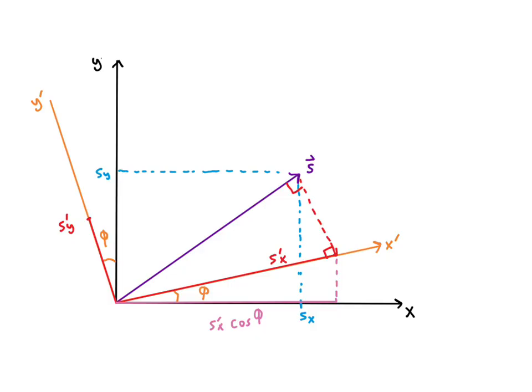So if we want to project s prime x onto the x plane, we can see that it creates the hypotenuse of a right triangle that has an angle phi. And s prime x times cosine phi can be on the horizontal. For this vector s, we see that s prime x cosine phi is slightly longer than sx. But let's see how sy comes into play.